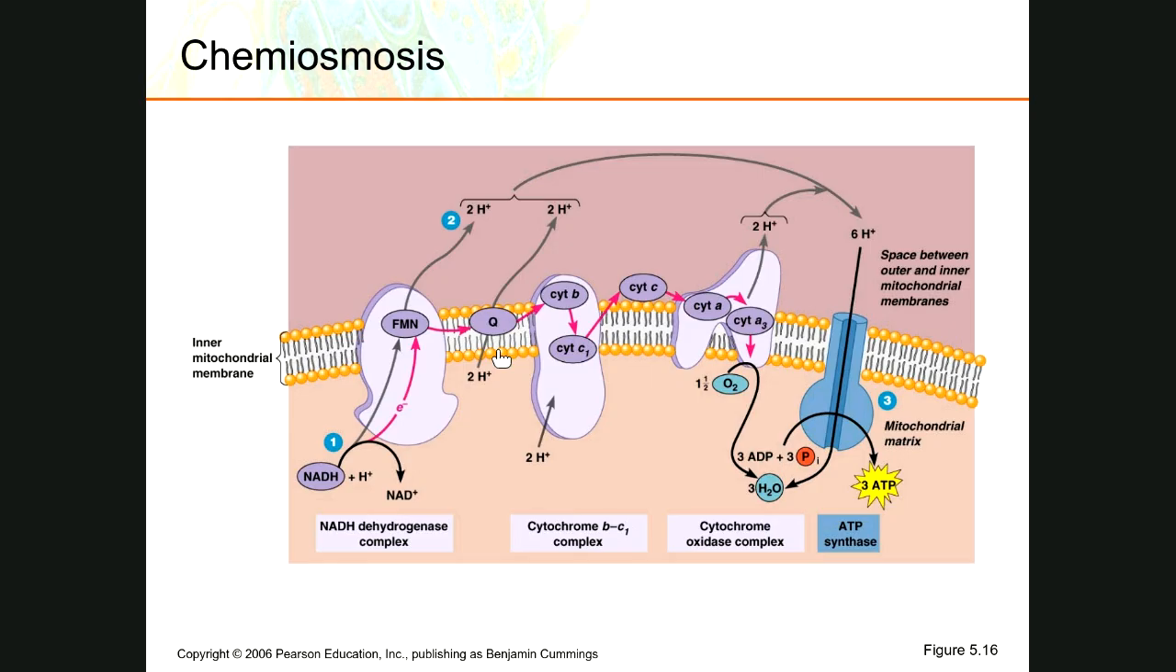In gram-positives, there's a little space between the membrane and the thick peptidoglycan layer. And in gram-negatives, you have the periplasmic space in between the two membranes. So that's where the hydrogens can accumulate, and they then flow back to the inside of the cell.